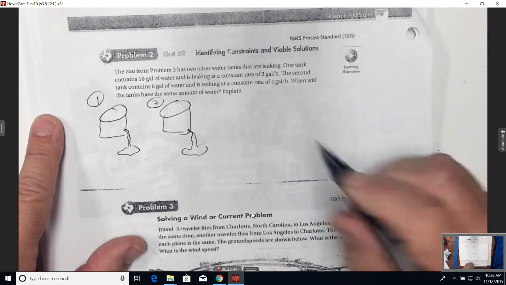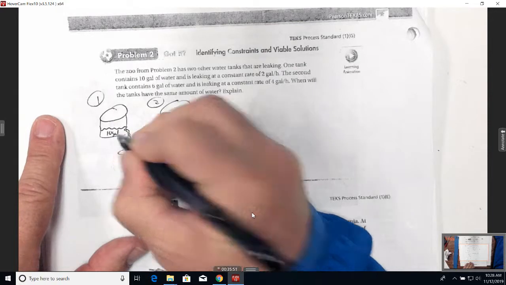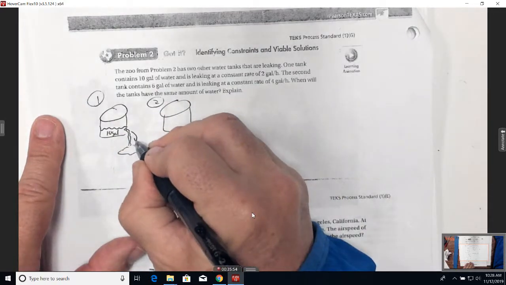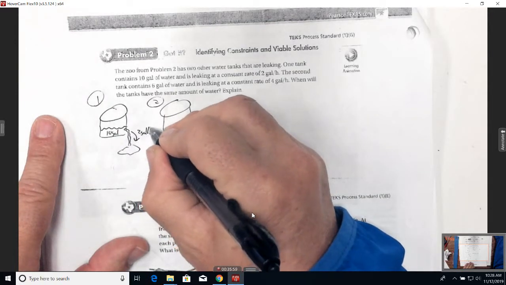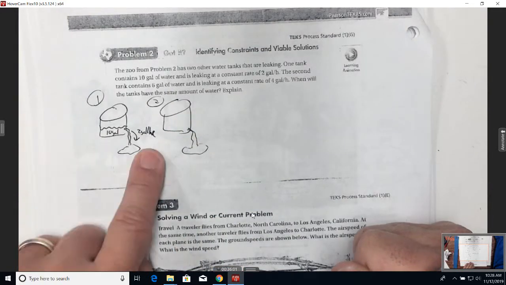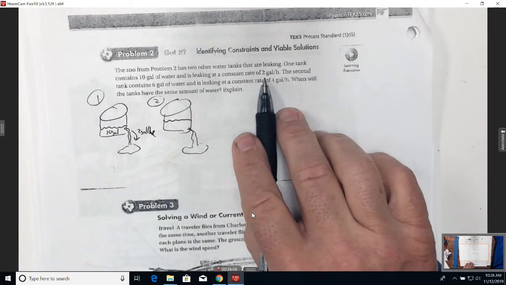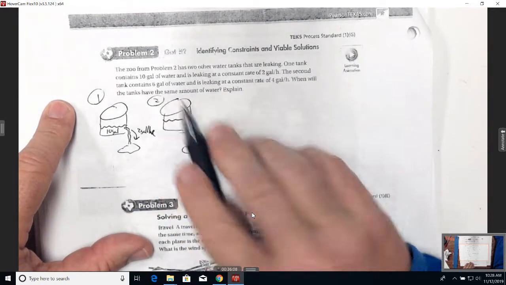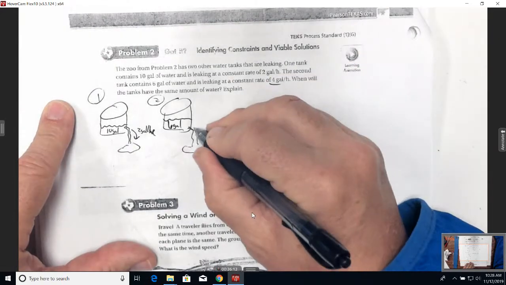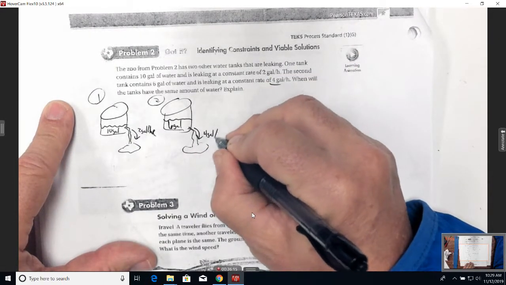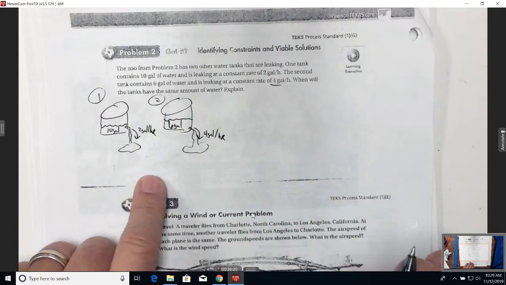You follow? One tank contains 10 gallons of water, so this one has 10 gallons, and the water is coming out of it at a rate of 2 gallons per hour. Follow? This one has how many gallons in it? The second one contains 6 gallons of water, so it has less, and it's leaking at a rate, so the water's coming out at 4 gallons per hour, at a faster rate. When will the 2 tanks have the same amount of water?